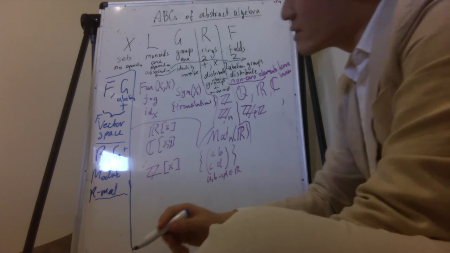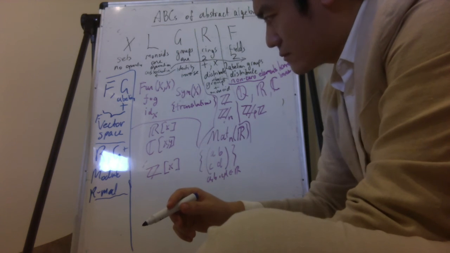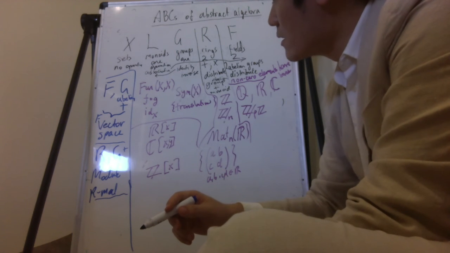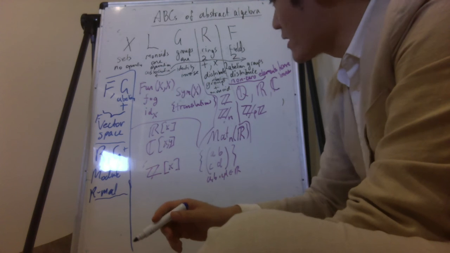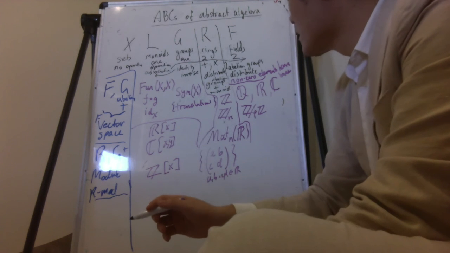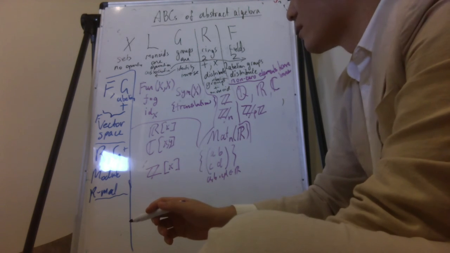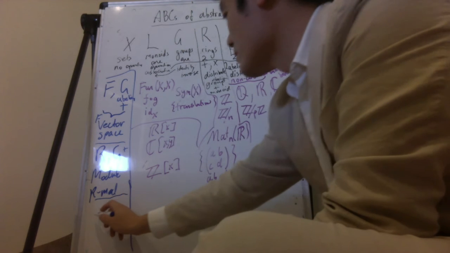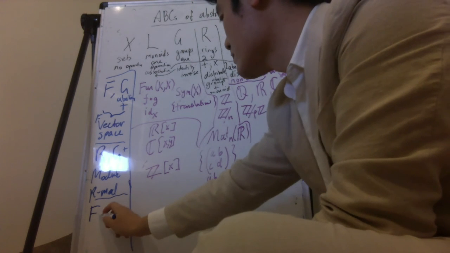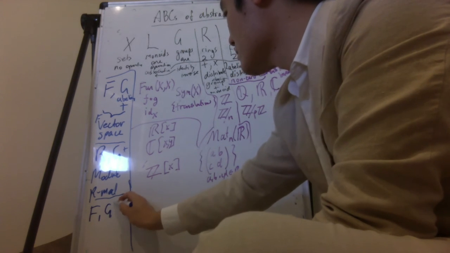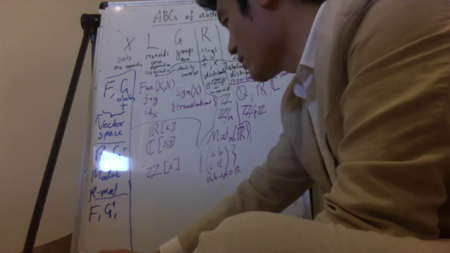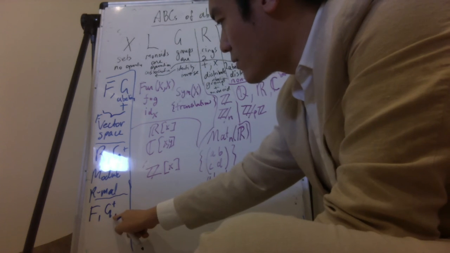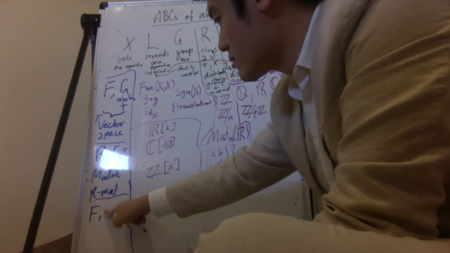If you have a vector space that you can multiply the vectors, that's called an algebra. So if you have a vector space where you can multiply the elements, that's basically upgrading this group to a ring, right?